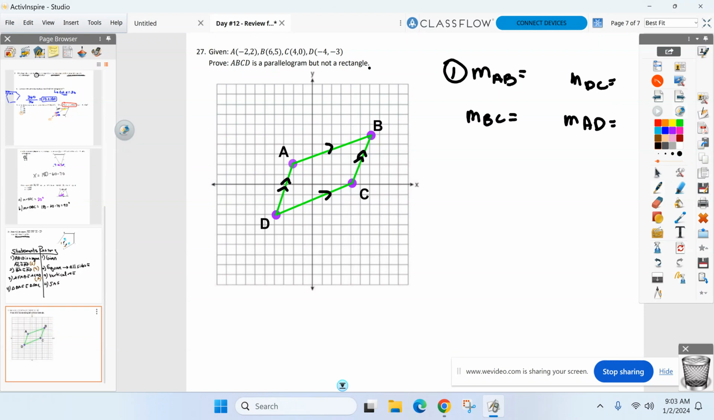Go ahead, find your slopes. You guys prefer distance formula on the test? Hey, go ahead and do distance instead.